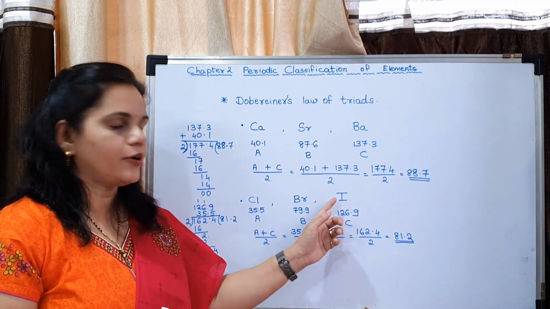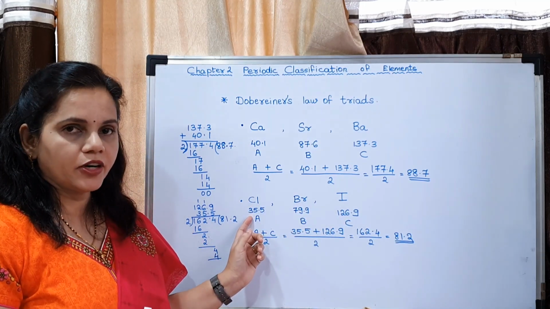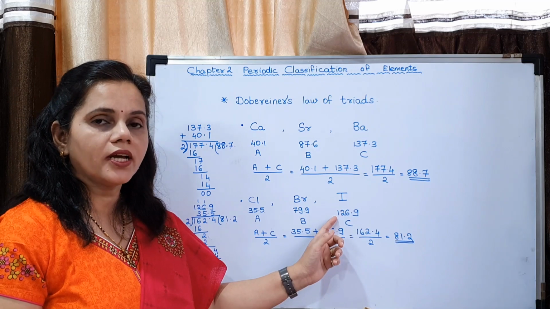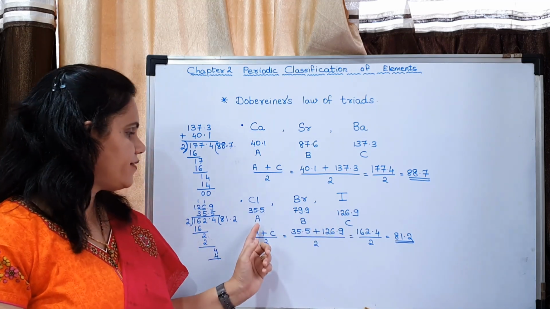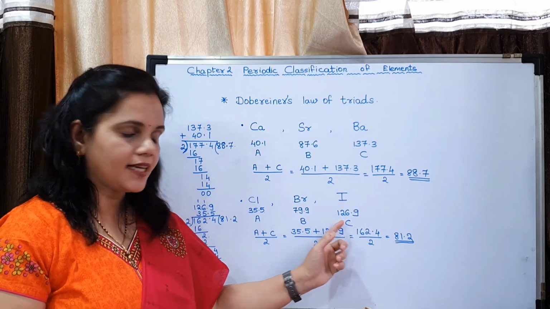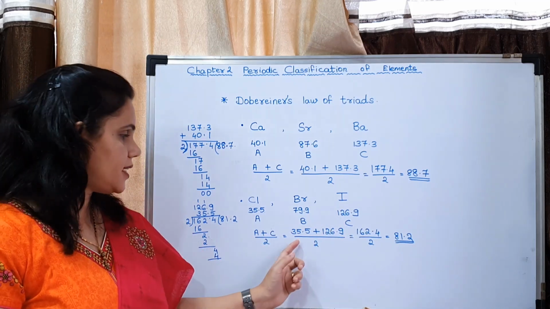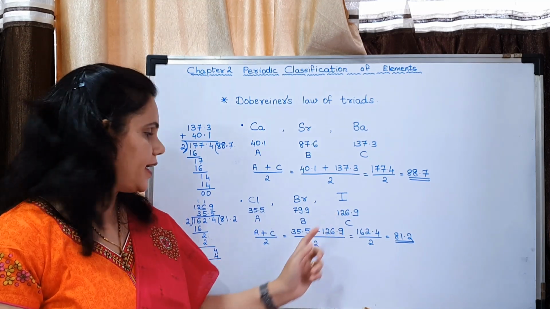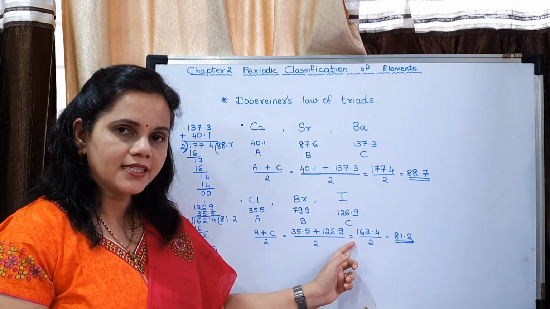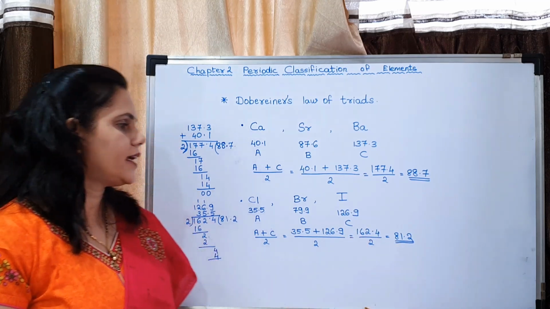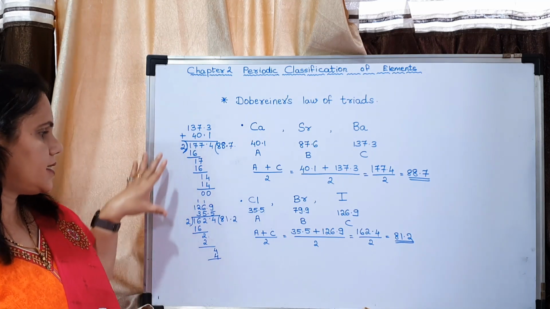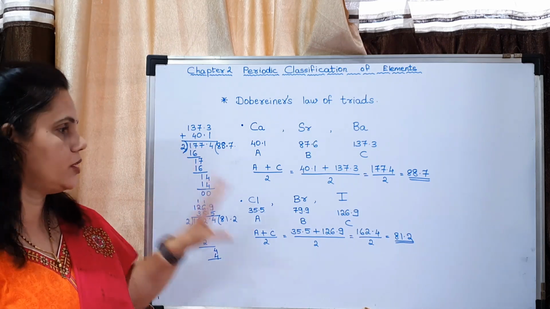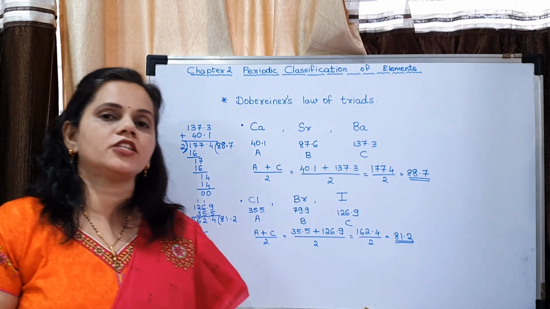Chlorine, bromine, iodine. Chlorine is 35.5, bromine is 79.9, and iodine is 126.9. So if this is A, this is B, this is C, (A plus C) upon 2 is equal to (35.5 plus 126.9) upon 2, that is equal to 162.4 upon 2, which you are getting as 81.2. This is the calculation which I have done. I have calculated it and shown. So this is Dobereiner's law of triads.